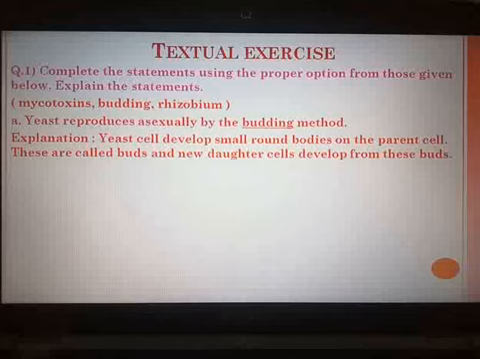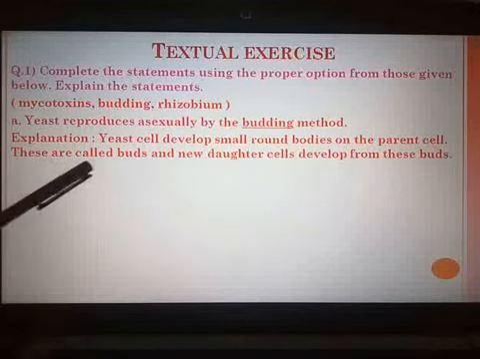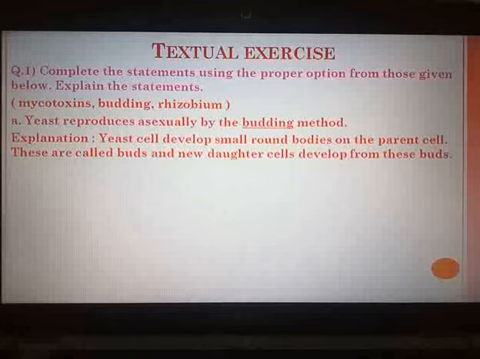Near that you have the heading as activity, first, second, third, fourth paragraph. Some of those cells may have... There you can just start. Yeast cell develop small round bodies on the parent cell. These are called the buds, and new daughter cells develop from these buds. You can just modify the points given over there in the textbook and you can write the explanation. Now whatever explanation here I am giving, it is from my side. You can make use of the textbook and you can form your own sentence also.